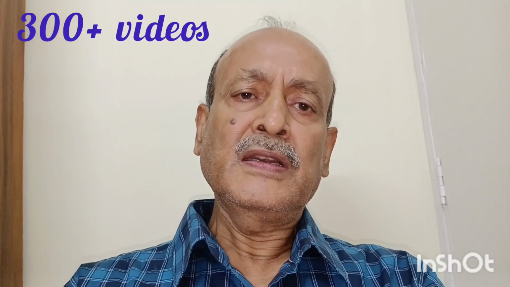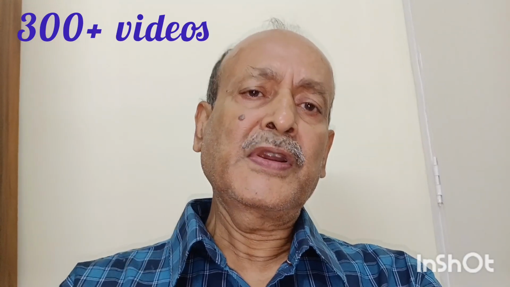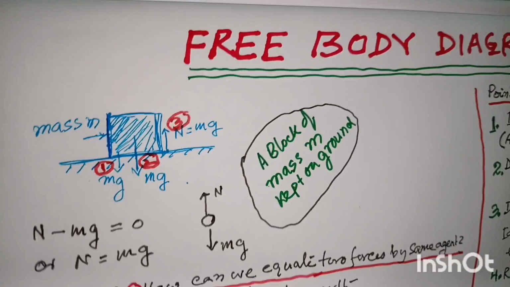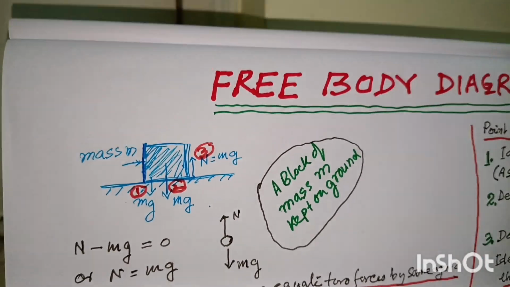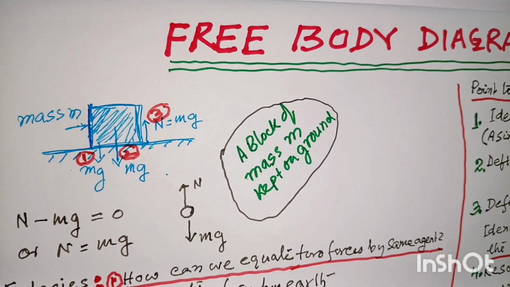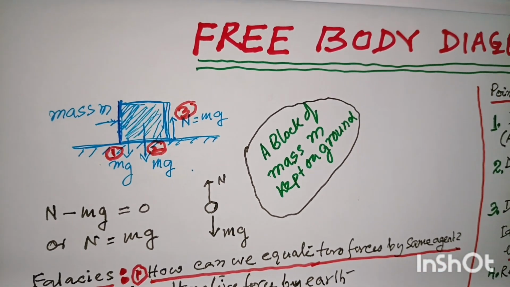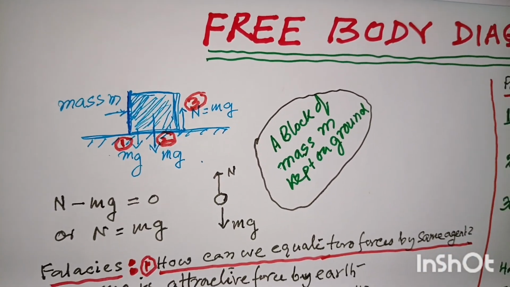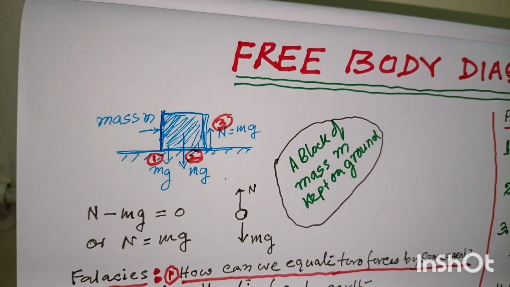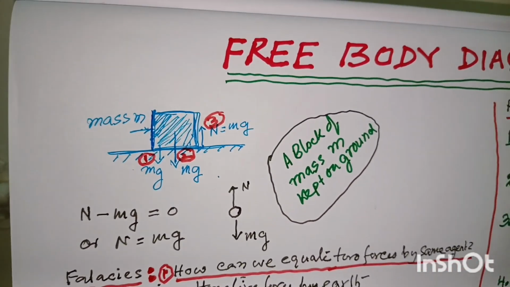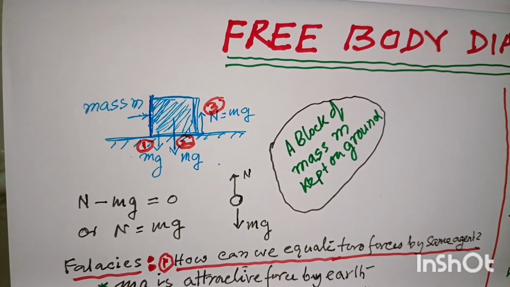So let me start this. This is free body diagram. Free body diagram is nothing but a diagram so that we can mention the forces acting on different direction, and then we find the force equation and we can solve the mechanics problem.